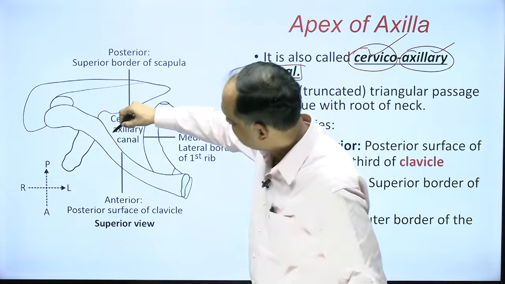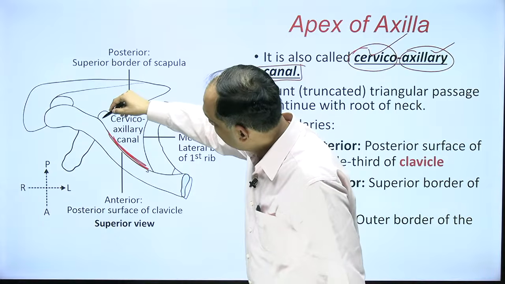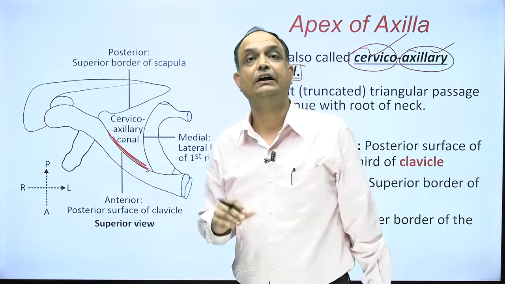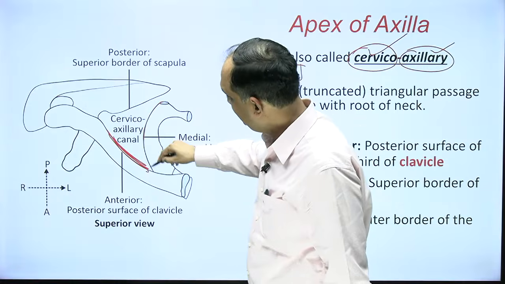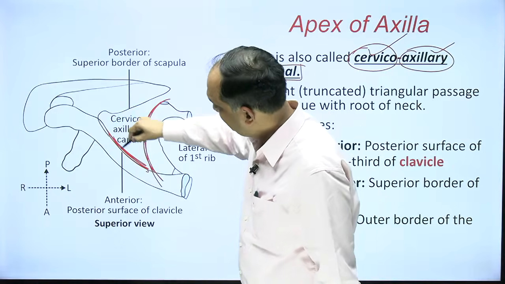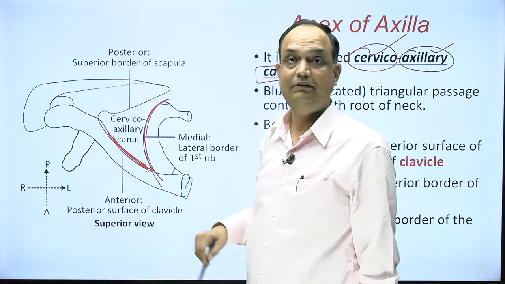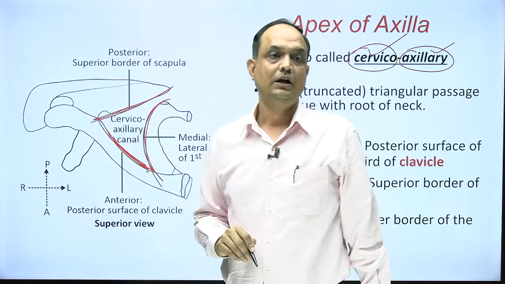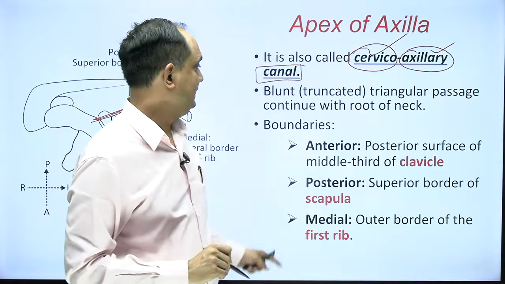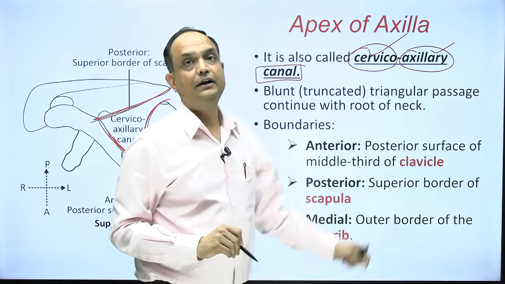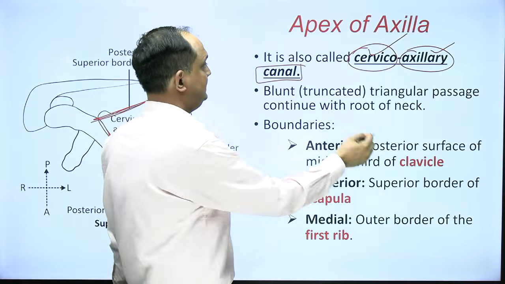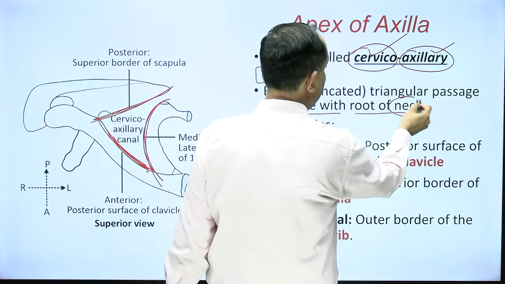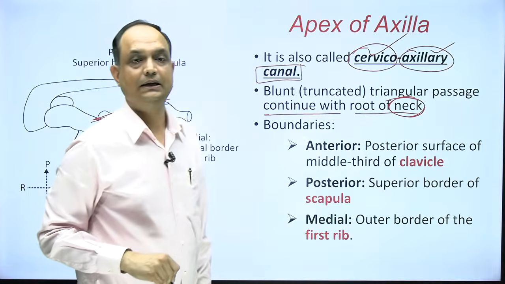Now here in this area behind the clavicle, you will have a space. This space is known as the apex or cervicoaxillary canal, which is bounded by the first rib on one side, anteriorly by the posterior aspect of the clavicle, and posteriorly by the superior border of the scapula. So these are the boundaries of the apex. So apex is truncated. Truncated means it is blunt, and it is a passage which continues with the root of the neck. So this is why you have a connection between the upper limb and the neck.